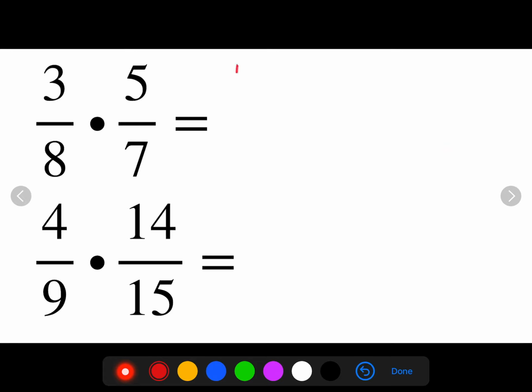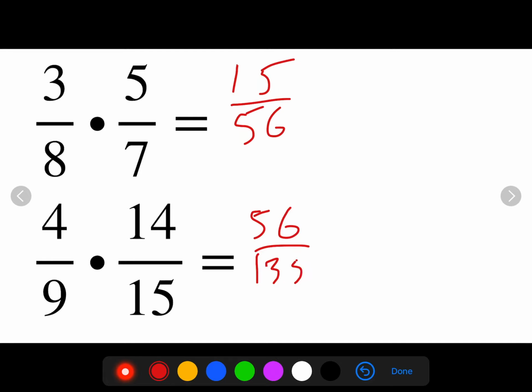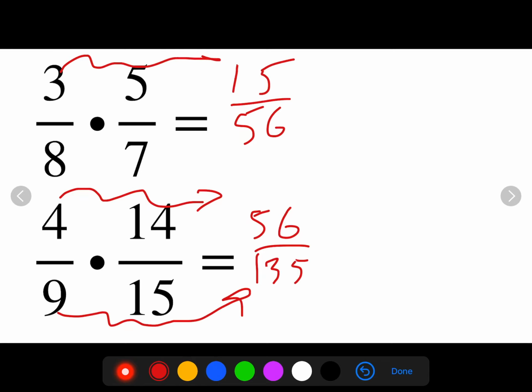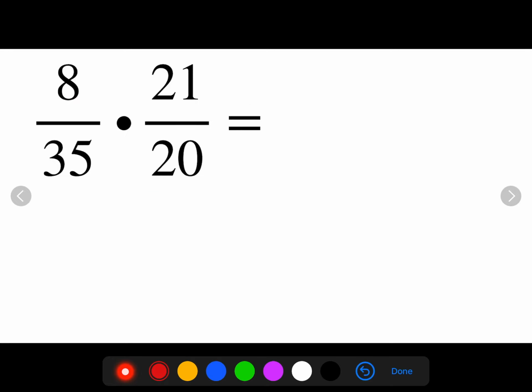Okay, so let's try it. 3 times 5 is 15. 8 times 7 is 56. So 3/8 times 5/7 equals 15/56. 4 times 14 equals 56. 9 times 5 is 45, plus 90 is 135. 4 times 14, 9 times 5, 3 times 5, 8 times 7. Easy enough? I'm sure you've seen that before.